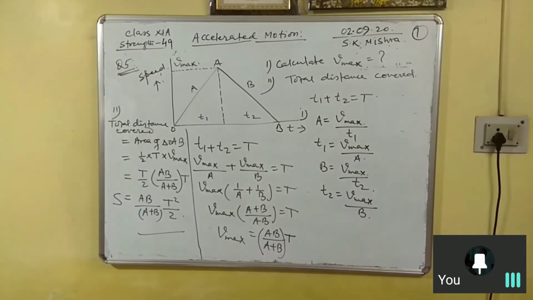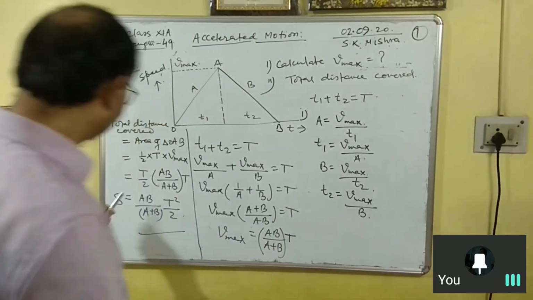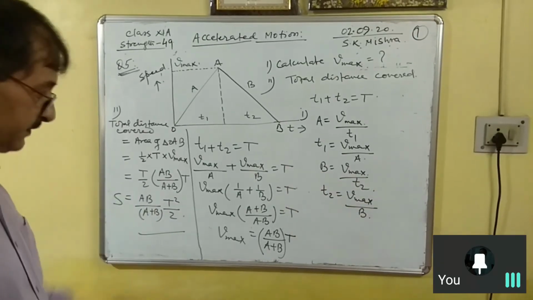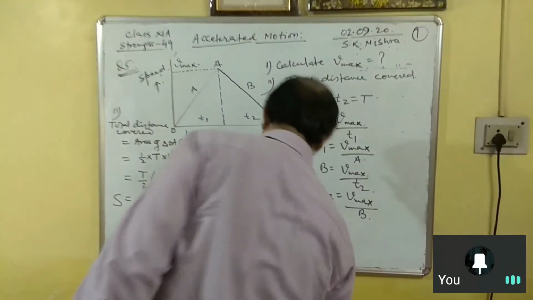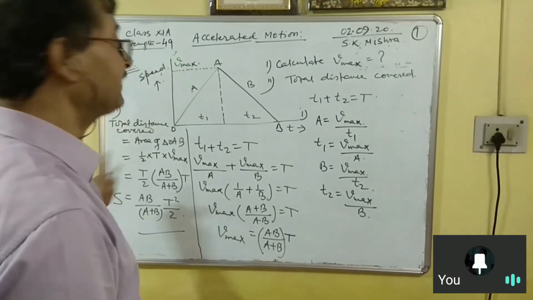Now just remember this formula. Vmax is AB by (A plus B) into T, and total distance is AB by (A plus B) into T square by 2. Now I will ask a very simple question. I will give you the values of A, B and T, then you have to find Vmax and the total distance covered.